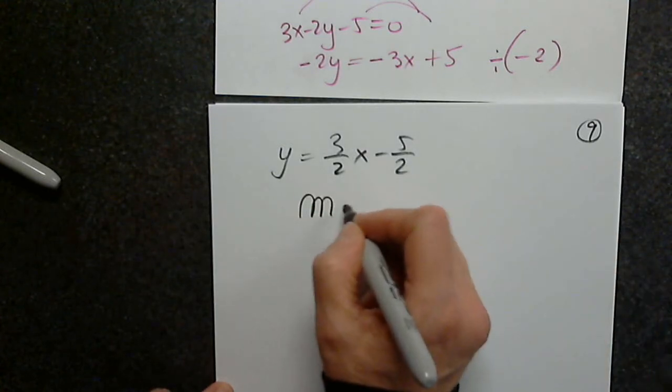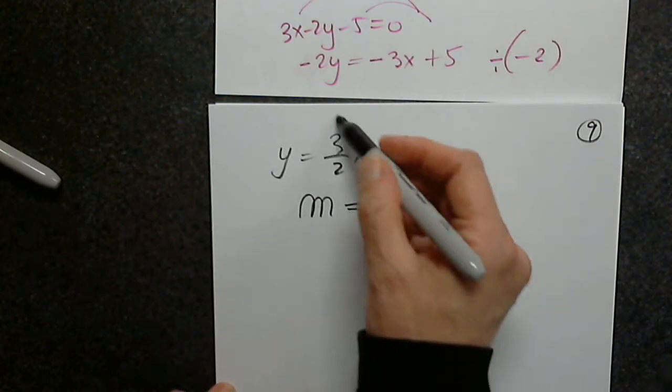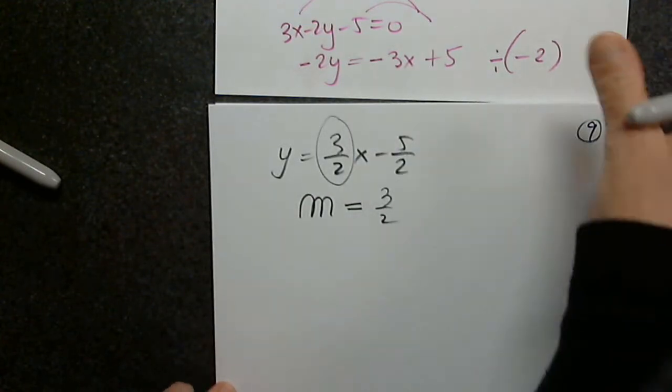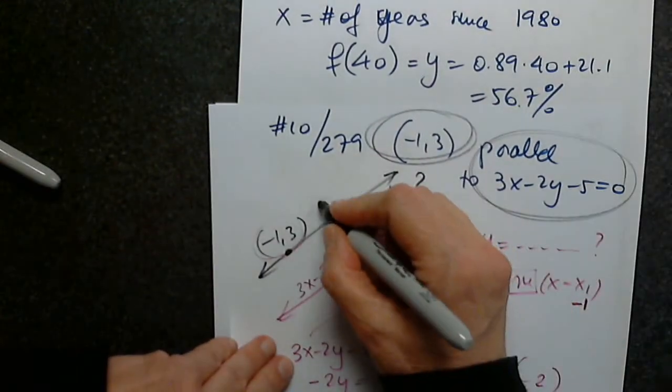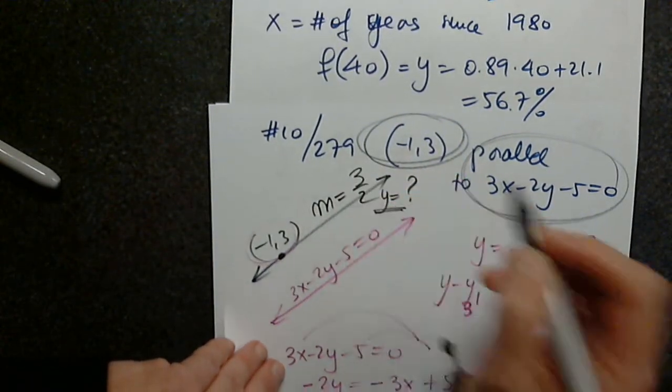Can anyone identify now the slope of the red line? Indeed. Can anyone now identify the slope of the unknown line? 3 over 2.